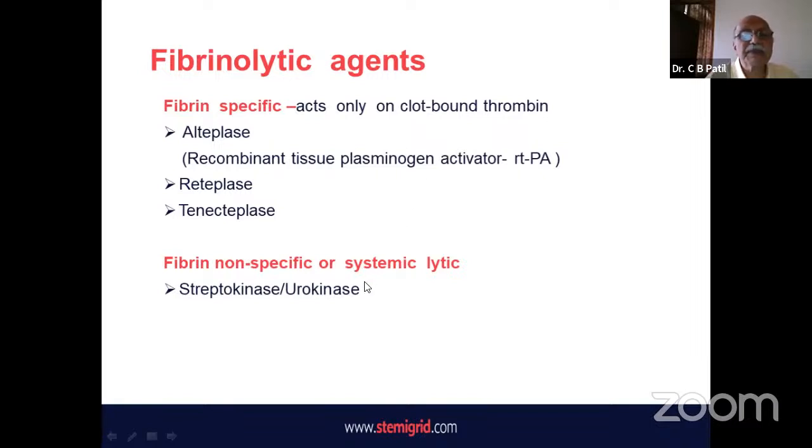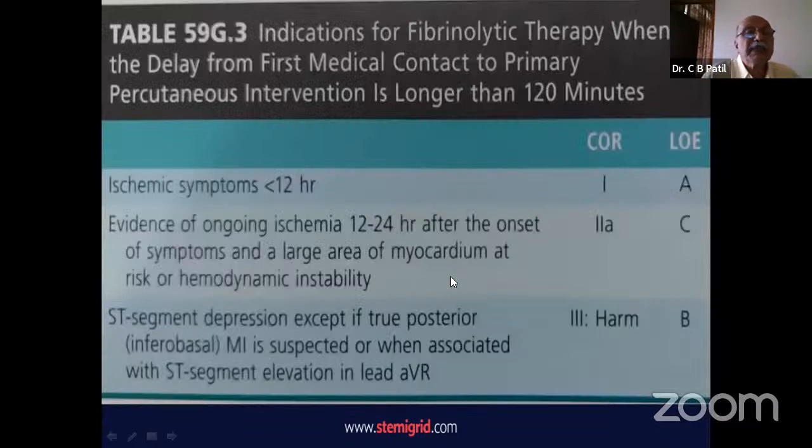Whereas fibrin non-specific agents like streptokinase and urokinase, and streptokinase administration should be over 1 hour. So indication for fibrinolytic is ischemic symptoms less than 12 hours. It is 1A. That means it is indicated, provided you cannot shift the patient for a primary percutaneous coronary intervention, and it can be achieved within 120 minutes.